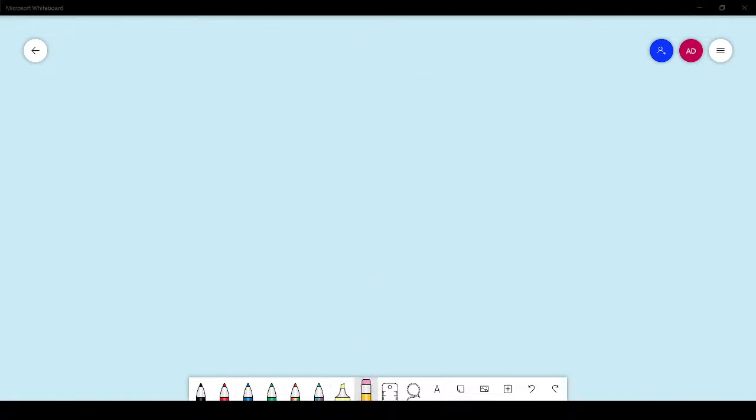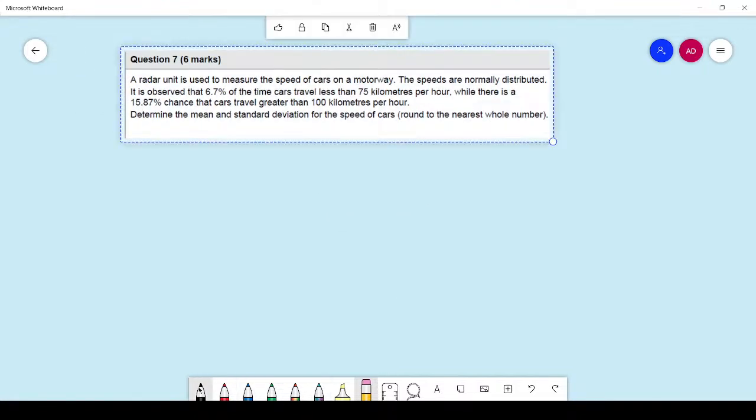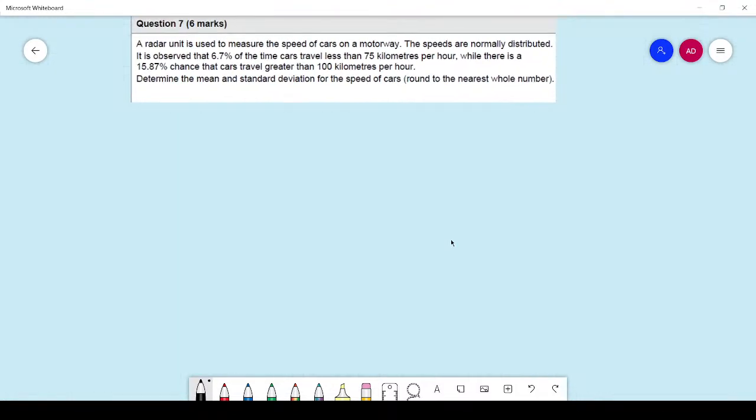I'm just going to have a look at question 7 again and see if I can check where I made that mistake. Right, so we did the process right for this one, but had a carried error, so I think that was the Z table interpretation. So let's just double check what was going on there.